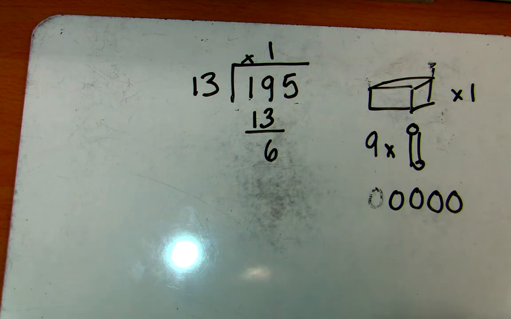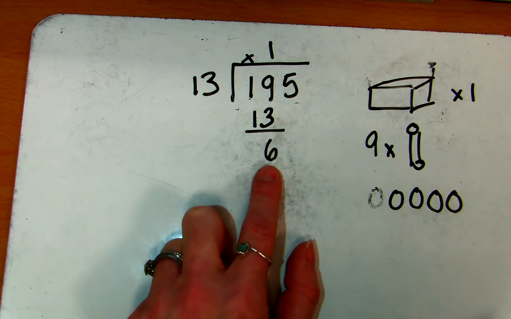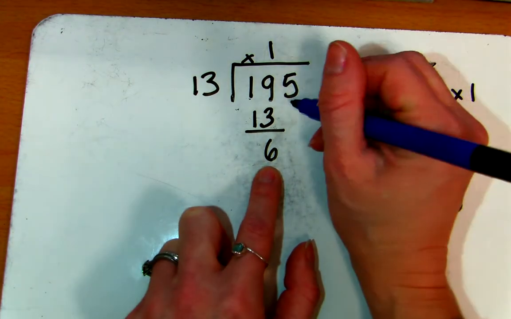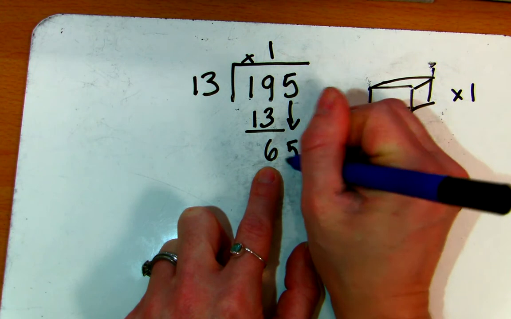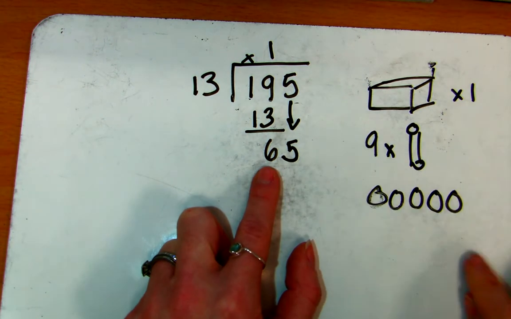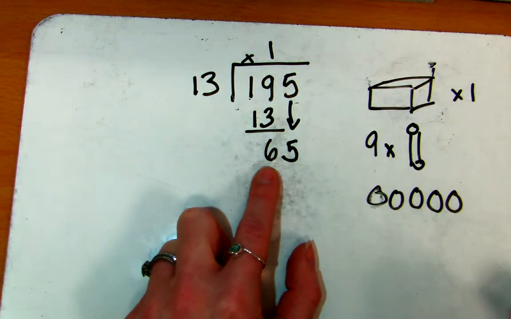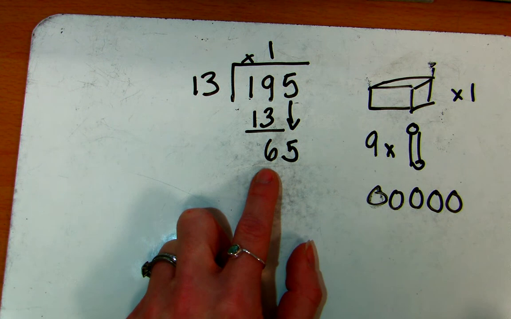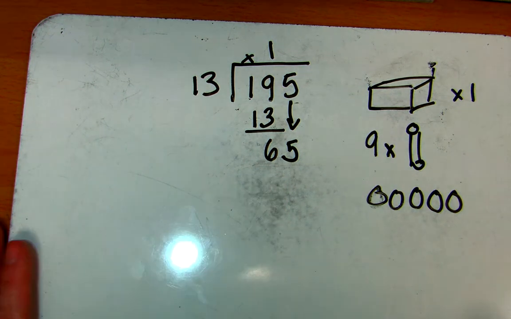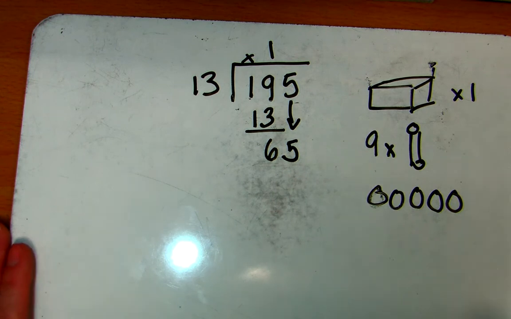So I can't split those 6 rolls up into 13 groups without changing them for individual Lifesavers. If I've got 6 rolls and each roll has 10, that gives me 60, plus the 5 I had to start with, right? There were the 5 over here. I add those on. That's called bringing down the 5. Now I can actually go ahead and do that. And so 65 and 13 is a little bit tricky.